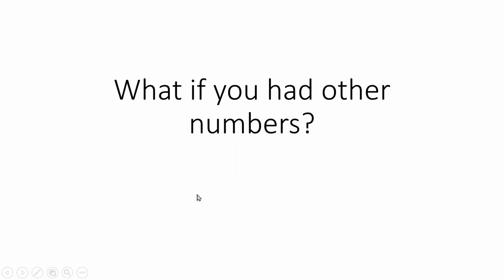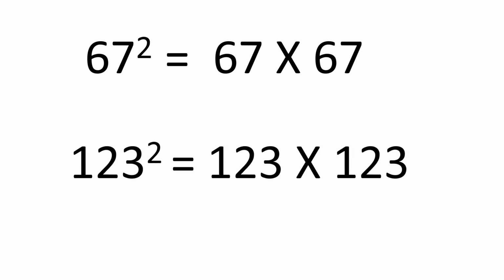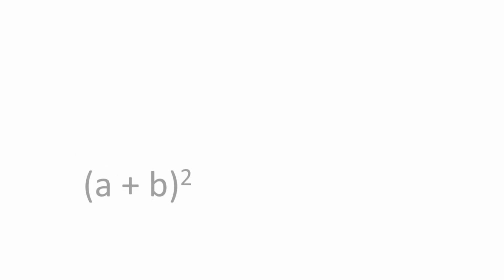Okay. And what if you have other numbers? That is your question. Like for example, 67 square. You can still use the mirrors method here also, but it will take some time to calculate when you are trying it for the first time. So that is why I'm teaching another method. You will be doing 67 into 67. What if it is 123 square? So 123 into 123.